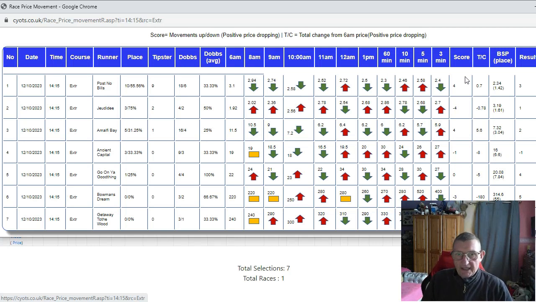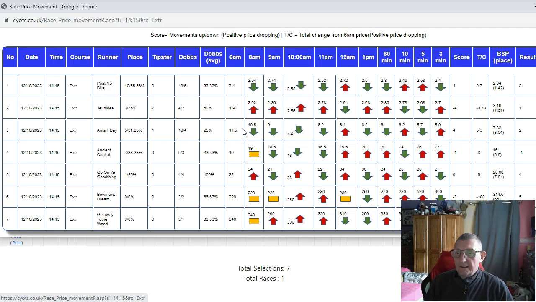But the other way of looking at it is the actual final score. Now the score is made up of prices that go up and down all day, and then how often did they go up, how often did they come down, and then we end up with this score. We also end up with the amount of price movement. So this didn't actually move that far, whereas this 4 is a reasonably higher number, and it dropped a lot in price as well.